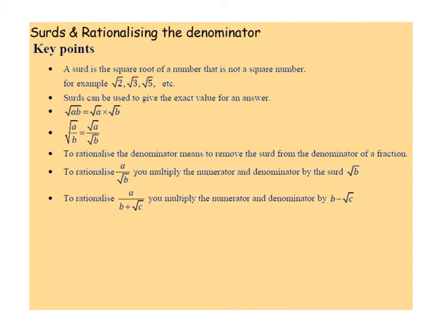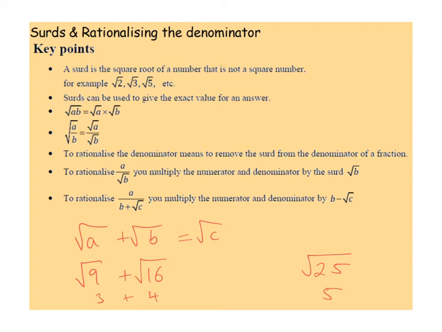This is not true for adding and subtracting, and that's really important. You can't say that the square root of A add the square root of B is the same as the square root of C. One very obvious example of that is we know that the square root of 9 add the square root of 16 is 3 add 4. But if we did 9 add 16 first, which is 25, and did the square root of 25, that would be 5. 3 add 4 does not equal 5, so this is not true. And the same with subtraction.